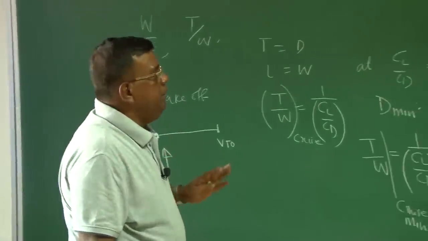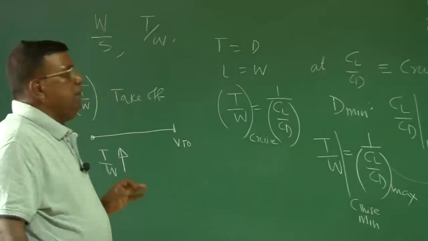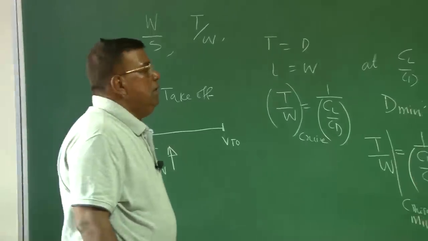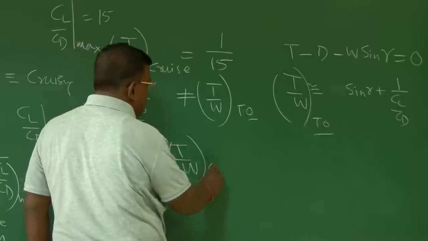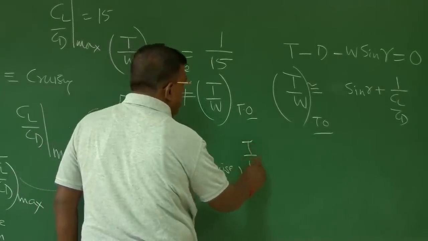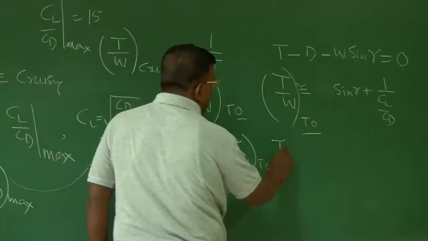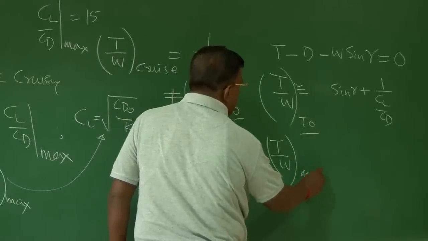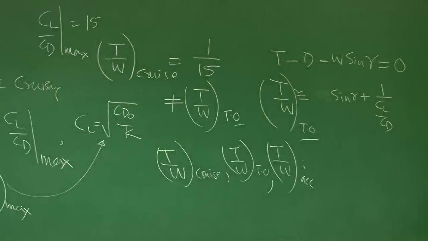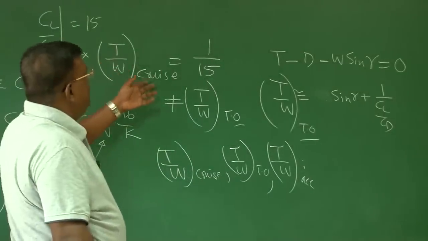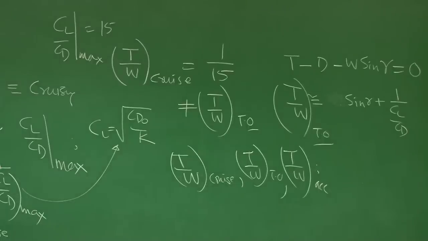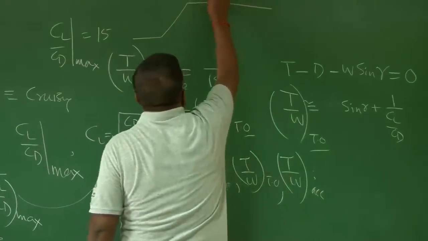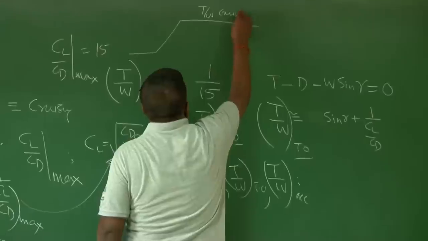This is one we should be very, very clear. When you are designing an airplane, we cannot specify that T by W cruise, I want this much, T by W takeoff, I want this much, T by W some acceleration parameter, I want this much. Because notice that if T by W cruise is 15, and I want to know what should be T by W where I should start, then that will be different than this value.